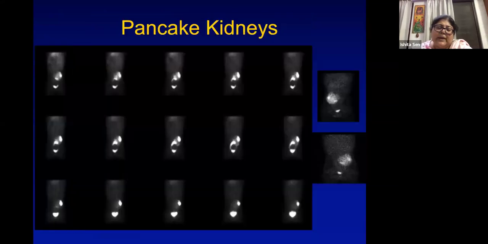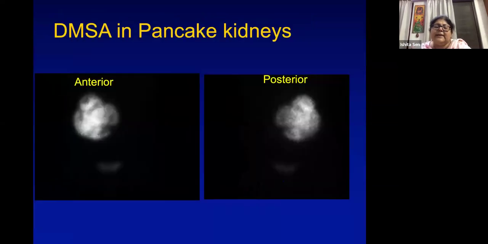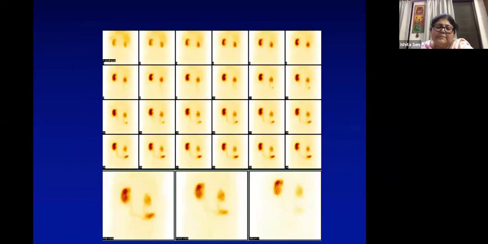This is a crossed fused ectopia. Pancake kidney is again a fused kidney, which is usually in the central region, and where you cannot define the cortex and the medulla of each of the kidneys separately. So this is a pancake kidney, and this is the DMSA of a pancake kidney, and you see that it is just a blob of activity seen in the center. Based on the DMSA or the DTPA scan, you could define whether all parts of both the kidneys are functioning well or whether only one kidney is functioning.